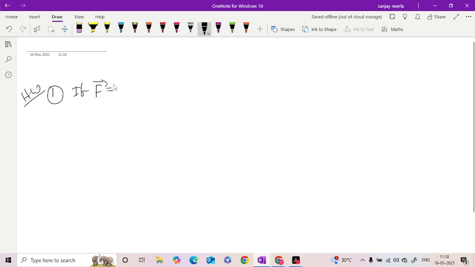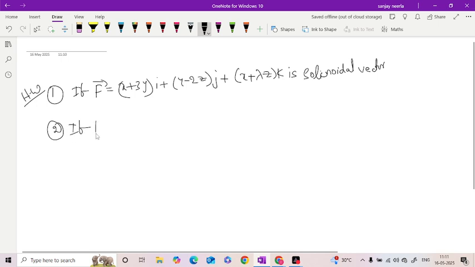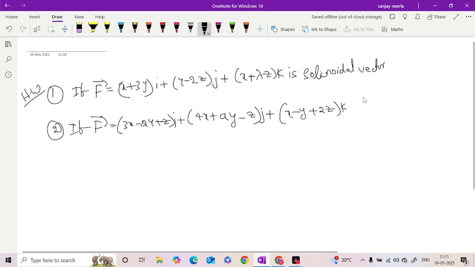Suppose we have the vector (x plus 3y) i plus (y minus 2z) j plus (x plus lambda z) k is a solenoidal vector. Then find the unknown. That's the first question. Second question, if the vector f is a solenoidal vector, that is (3x minus 2y plus z) i plus (4x plus a y minus z) j plus (x minus y plus 2z) k is solenoidal vector.